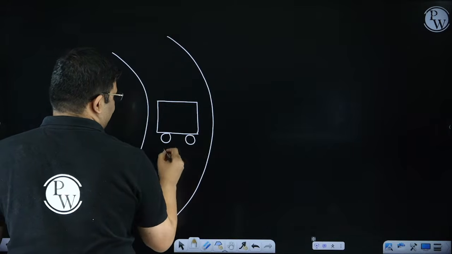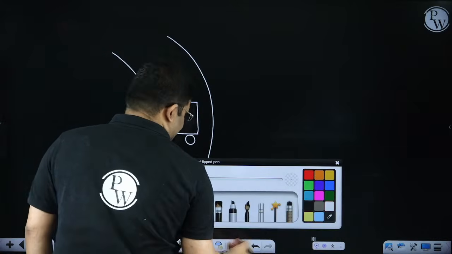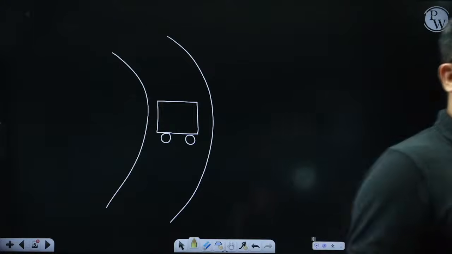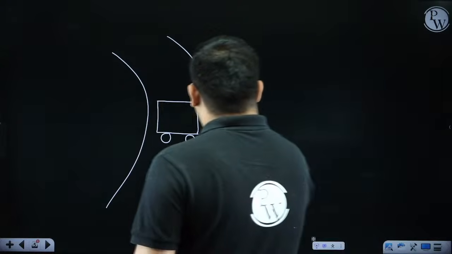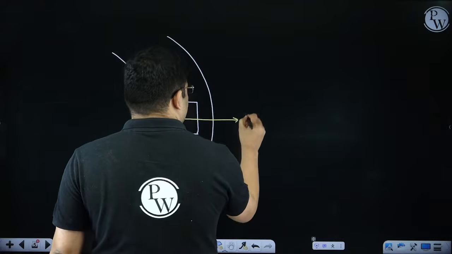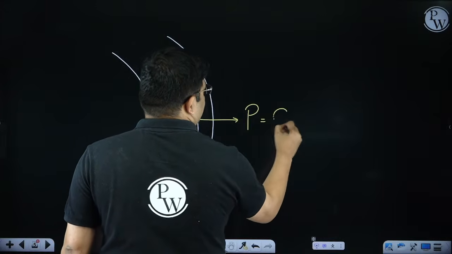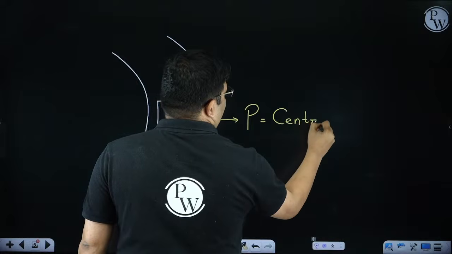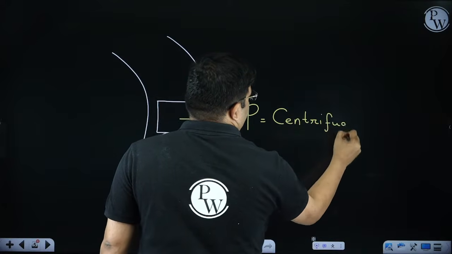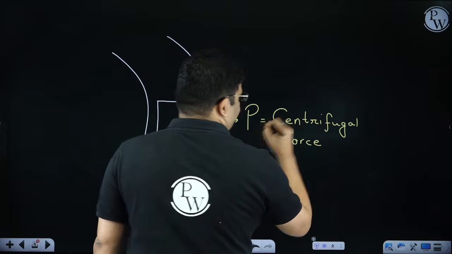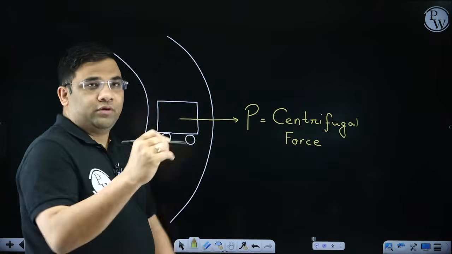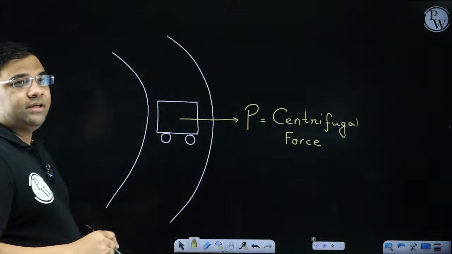So what happens to the vehicle? It experiences centrifugal force, which is outward, something like this. This is P, the centrifugal force, and it is outward. Now what is the equation for this centrifugal force?